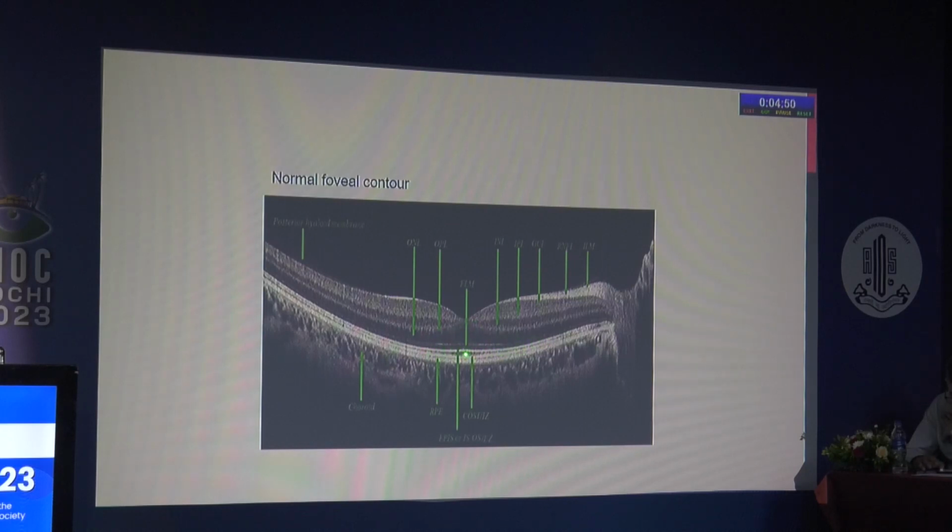Nowadays we look for this line in a poor vision. We are not to find out why. So always look for this IS-OS junction, or sometimes it is called the ellipsoid area. If you see this area, it is lifting for a while, leaving the RPE for a while at the fovea.